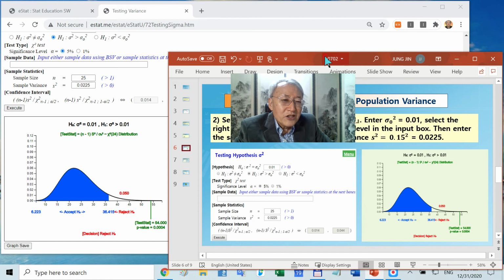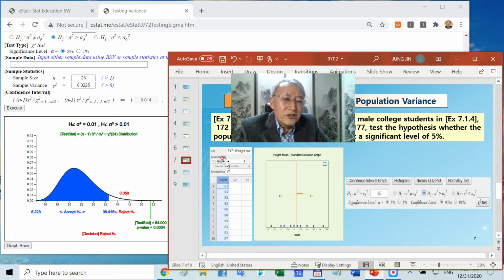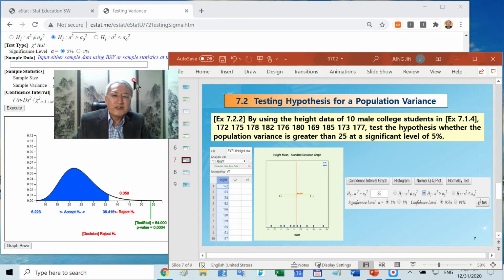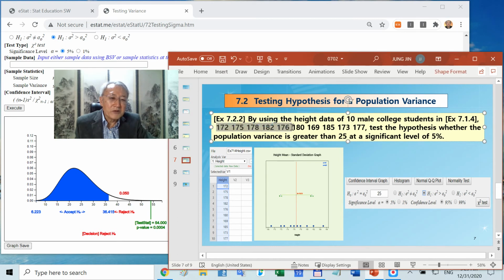Okay, we are done with this practice. What's next? Well, this example demonstrates E-STAT practice. How many data do we have? We have a decent amount of data, 10 data about the height. Let's copy this.